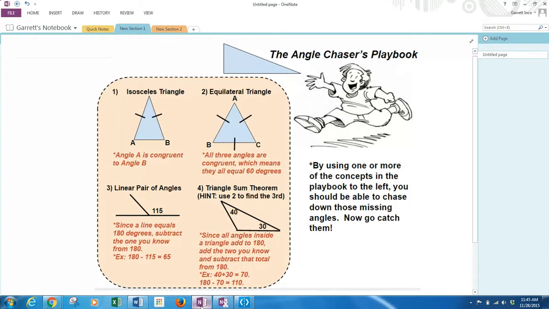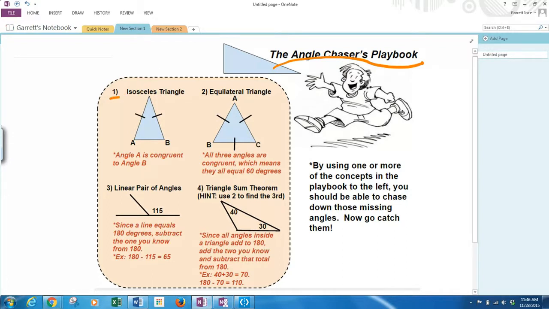When confronted with a problem, it's always good to have a plan. So what I've done for you guys is put together what I'm just going to call the Angle Chasers Playbook. This is going to be a collection of 4 different things that we can use to help us come across those missing angles in these types of problems.